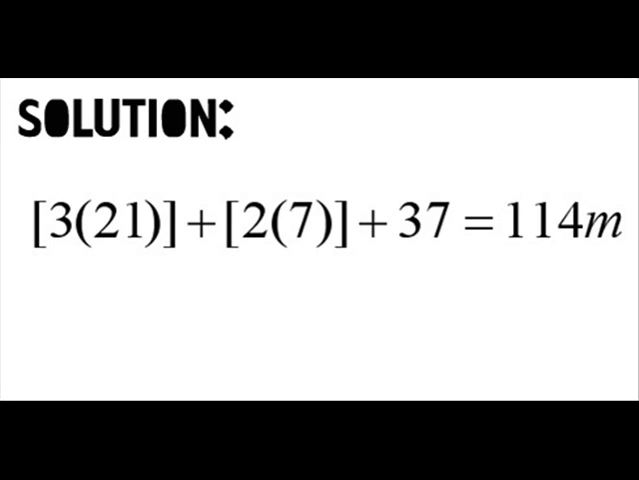Let us begin with irregular polygons. The measure of the sides is given, so we'll just have to add them up. The quantity of 3 times 21 plus the quantity of 2 times 7 plus 37 is 114 meters. 114 meters is the perimeter of the polygon.